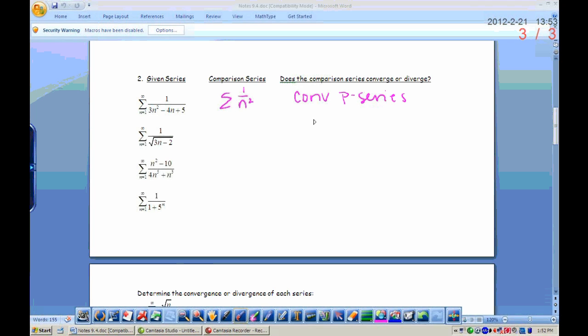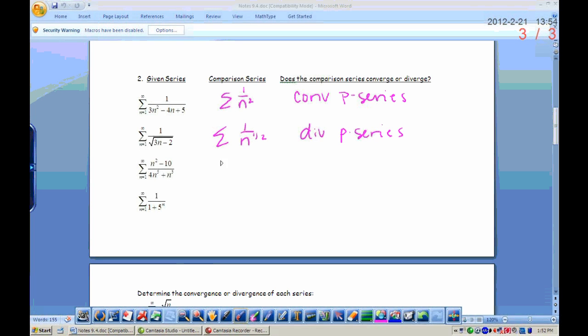I always let a sub n be my original one, and then b sub n is the comparison one. All right, what do you want to compare 1 over the cubed root of 3n minus 2 to? 1 over the square root of n, or 1 over n to the 1/2. Does that converge or diverge? Good, that one diverges.